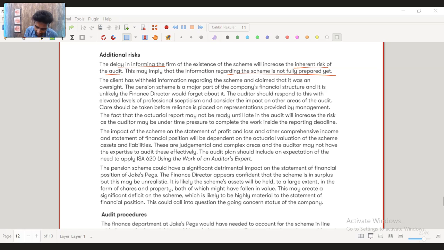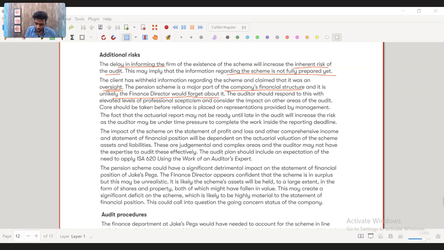The client has withheld this information regarding the scheme and claimed that it was an oversight. Right. So the main pension scheme is a major part of the company's financial structure, and it is unlikely that the financial director would forget about it. So you cannot say that a particular asset or a liability which is a major part of your financial statement, you cannot just simply say, okay, it's an oversight, we forgot about it.